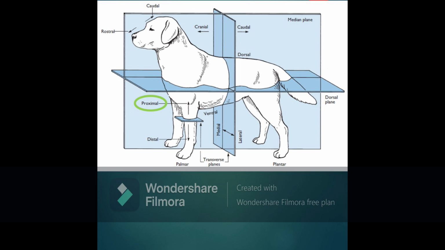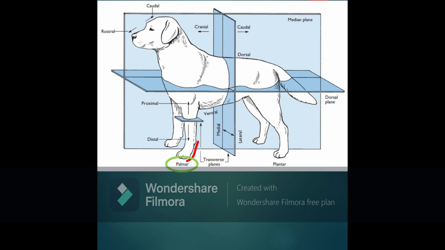Proximal and distal are terms used to describe positions only on extremities such as legs, ears, and tail relative to the body. Proximal means toward the body, and distal means away from the body. For instance, the shoulder is proximal to the elbow, or the hock is distal to the knee.